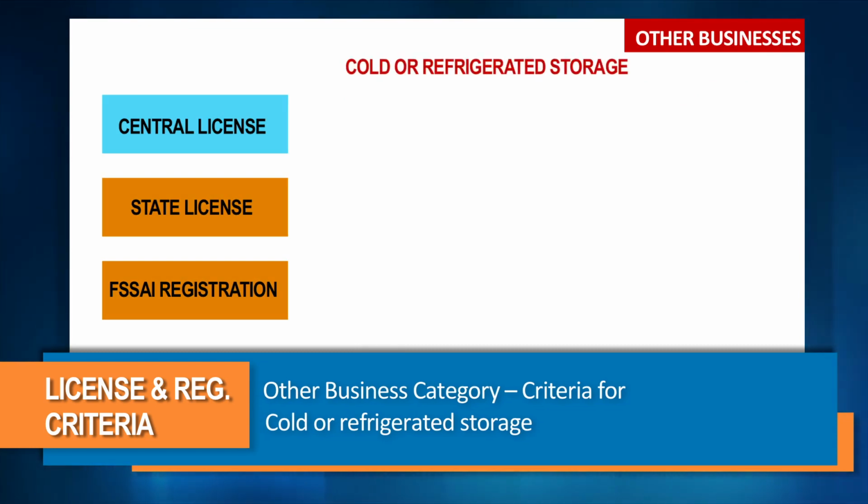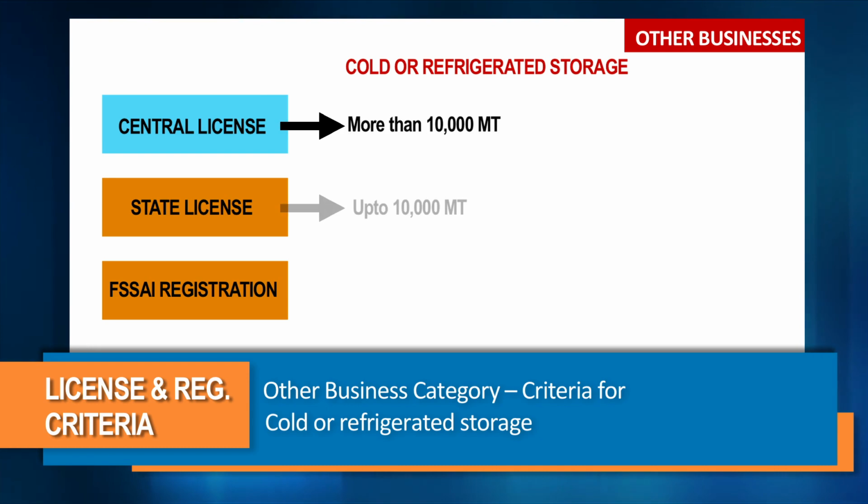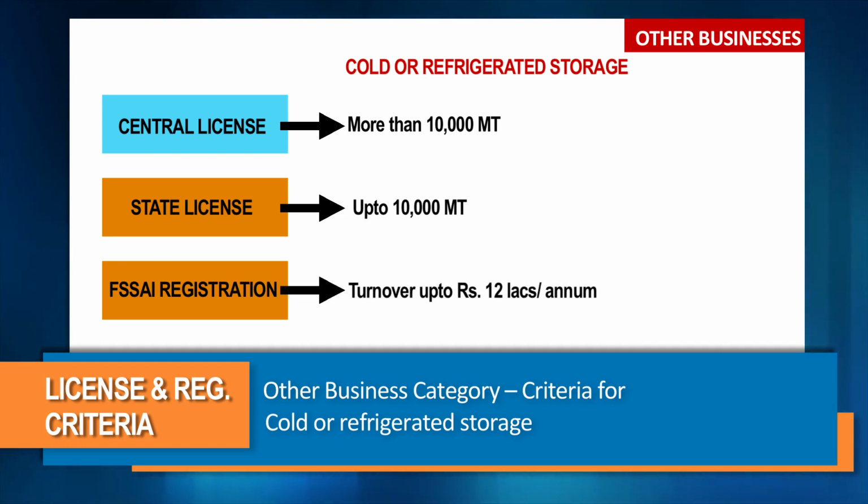Cold or refrigerated storage with capacity of more than 10,000 metric tons falls under central license. With capacity of up to 10,000 metric tons falls under state license, and with turnover up to rupees 12 lakhs per annum falls under registration category.